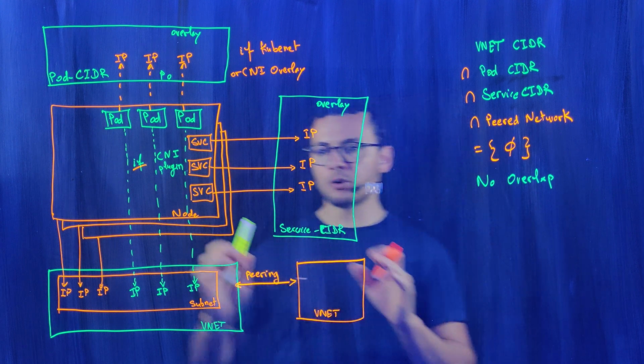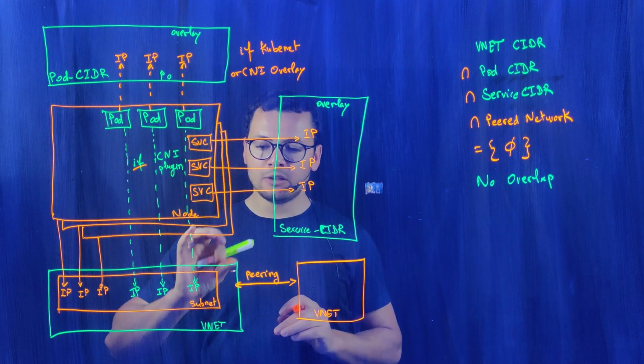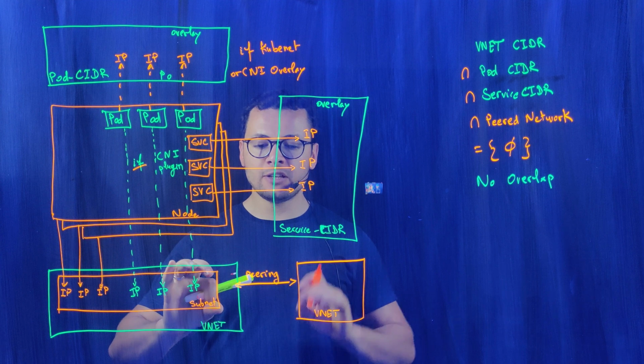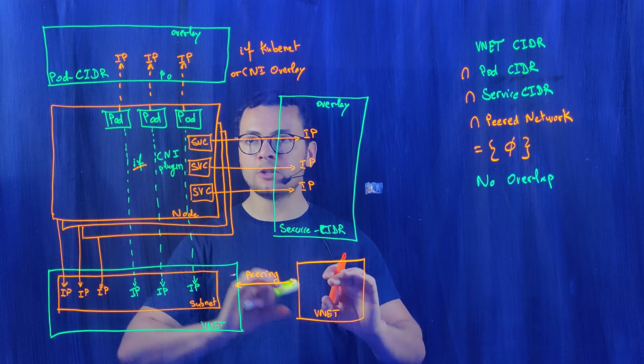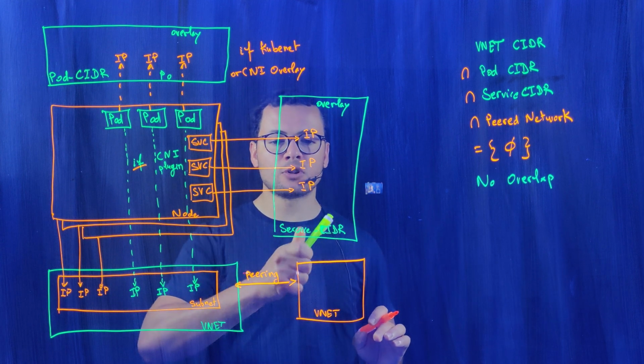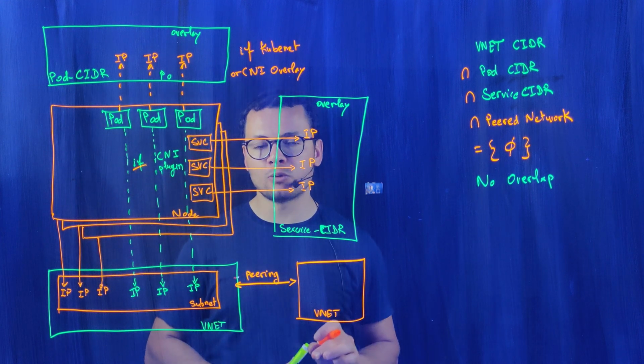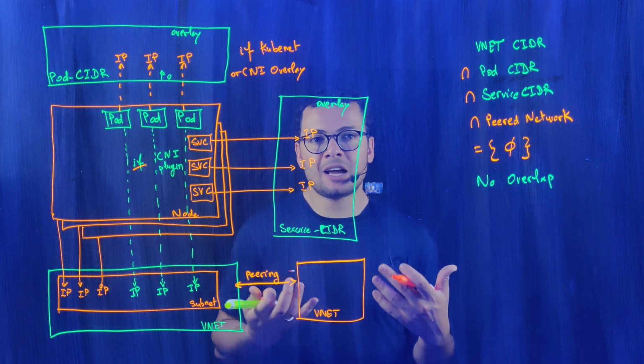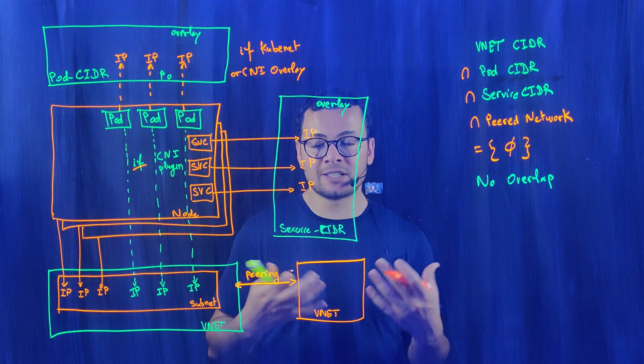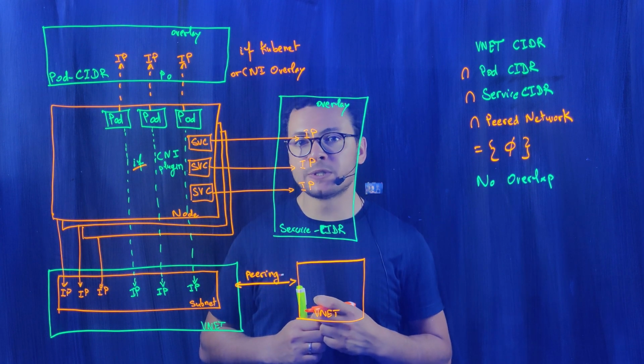So this means that for an AKS cluster, I should have a unique CIDR range for the VNet, a unique CIDR range for the peered networks, a unique CIDR range for the service, and a unique one for the pod if I'm using Kubenet or CNI overlay. But that means again that I'm still consuming lots of IP addresses. I want to optimize those IPs.